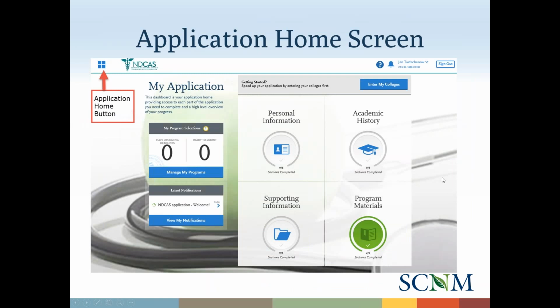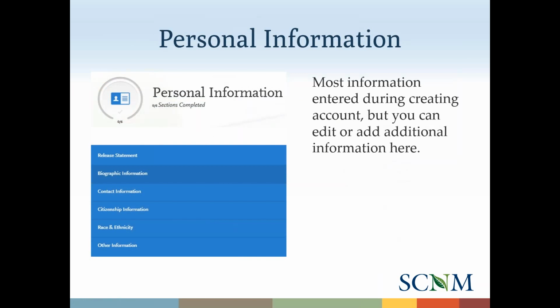This page does give you a nice overview of all the information you'll need to submit for the application. You'll need to submit personal information, so all of your biographical information, your academic history, so all the places you've ever attended school, and supporting information, and we'll talk about what that is. The program materials are the pieces specific to each of the schools, and we'll talk about that as well. Most of your personal information you entered when you were creating your account, but you can always go here to edit or add additional information.